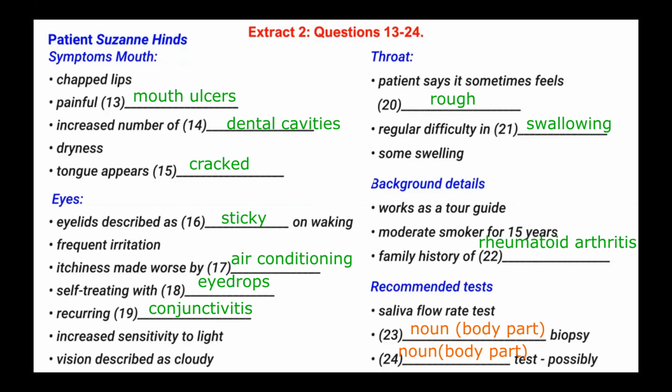Okay, so now we have the answers to questions number 23 and 24. For question number 23, the doctor says that he's going to recommend a biopsy for the lip, the lower one. So the answer to 23 is lower lip biopsy. And number 24, the doctor says that he might recommend a thyroid function test. Might recommend is simply another way to say the word possibly. So the answer to number 24 is thyroid function test.